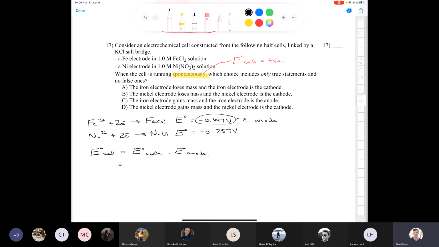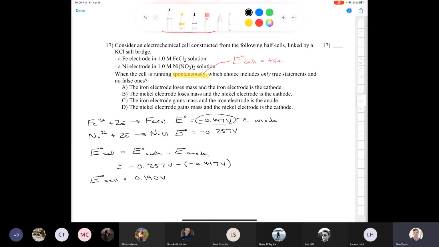Let me prove it to you. I take negative 0.257 volts, and I subtract negative 0.447 volts, and I end up with a standard cell potential equal to 0.190 volts. So therefore, this is going to be a spontaneous reaction. Now I know what the anode is, and I know what the cathode is.